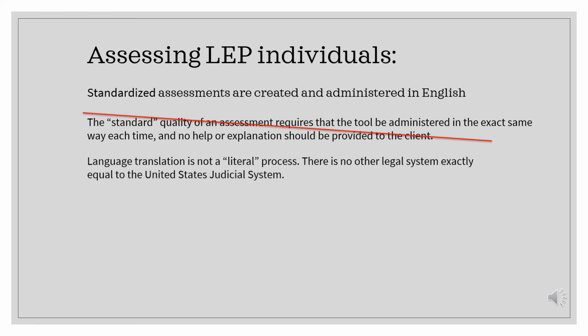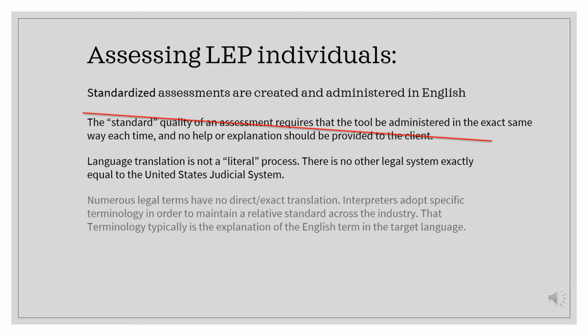Language translation is not a literal process. Since there are no other legal systems that are exactly equal to the United States judicial system, there are no exact words to translate certain terms. Numerous legal terms have no direct or exact translation, so interpreters adopt specific terminology in order to maintain a relative standard across the industry. That terminology typically is the explanation of the English term into the target language.